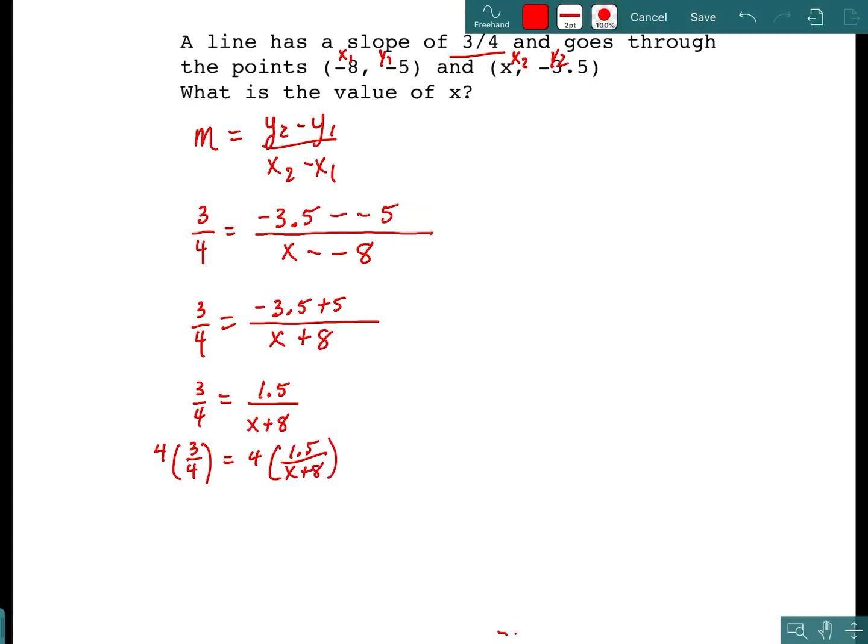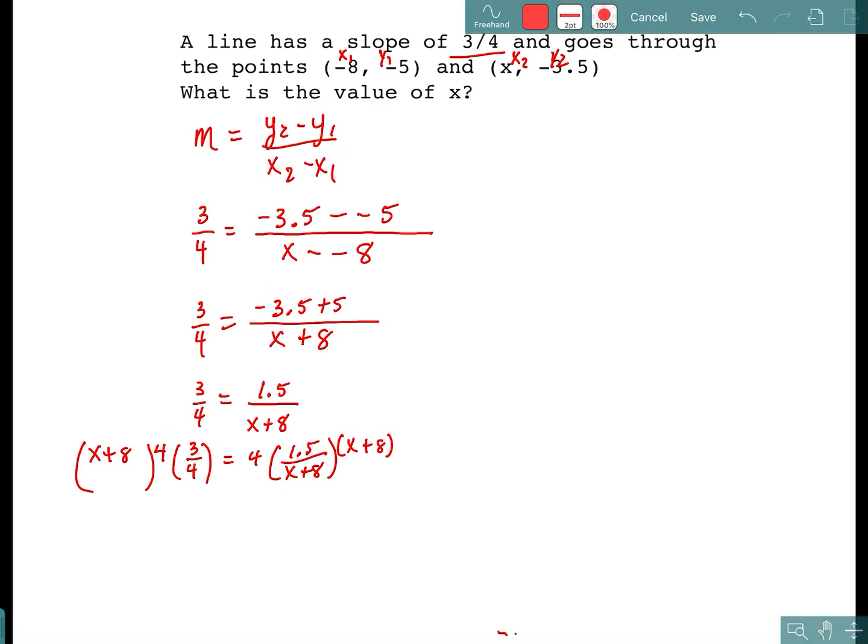Now I also want to get rid of that denominator on the right-hand side, that x plus 8. So I'm going to multiply this side by x plus 8, and I'm going to multiply this side by x plus 8. This is really also just showing you the long form of cross multiplying. If you've learned cross multiplying, you can just go straight to doing that. You don't have to show all this work. I'm just explaining how we got there.